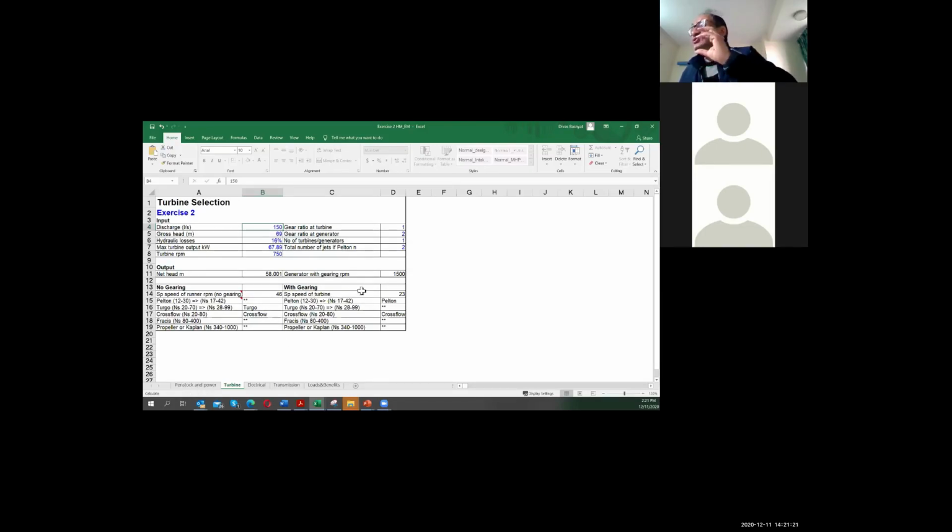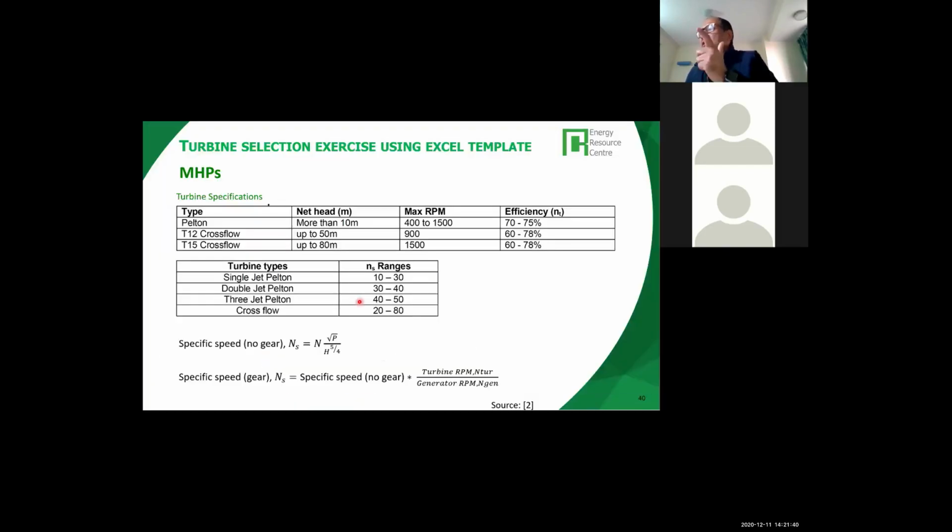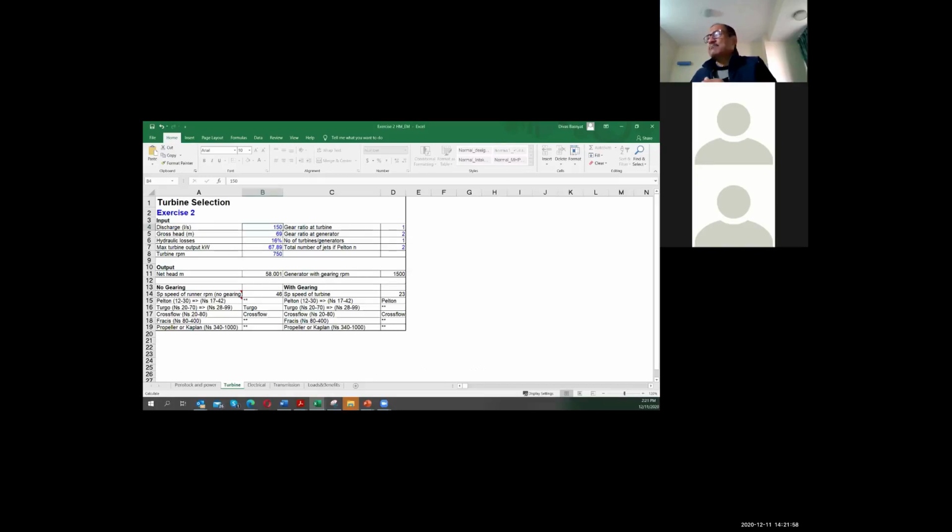If you reduce that to 2, you get 23 without a gear. So based on this, we can use either a Turgo or a cross flow, or Pelton or a cross flow. I showed you that the Pelton has a range from 10 to 50 based on single jet, double jet, or 3 jets. Cross flow is 20 to 30. So we select the turbine based on that.